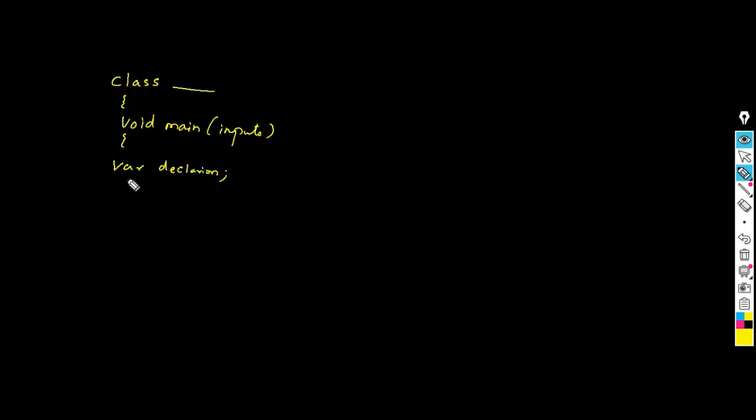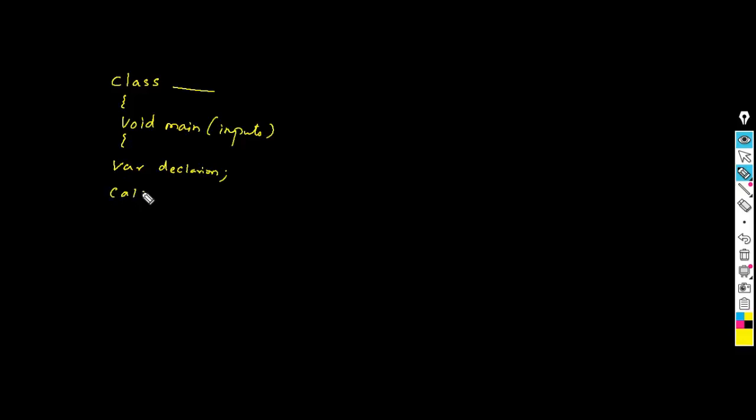So always a Java program, you start with the keyword called class. You can replace it with any class name. Then comes void main. So you take the inputs here. All the inputs can be separated by comma here. And then any variables that you have to declare, variable declaration, can be done here and give a semicolon.